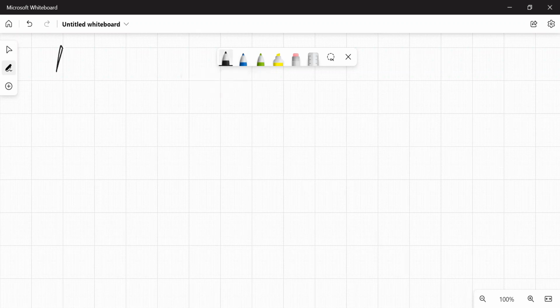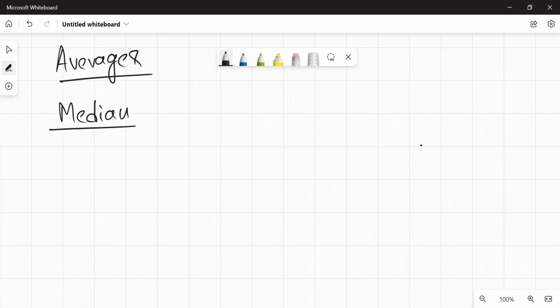Today I'll be explaining one of the most important topics in averages. In averages, now I'm going to explain the median. So what is a median? If you want to understand the median, first of all you need to understand the mathematical formula for the median.